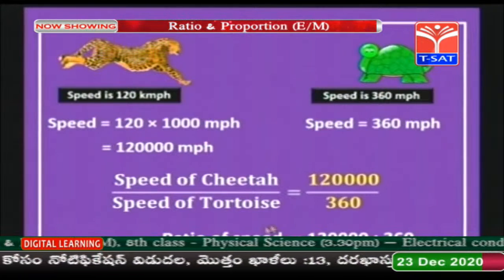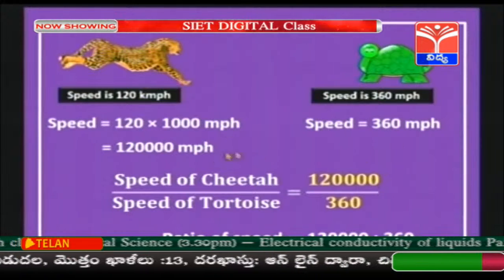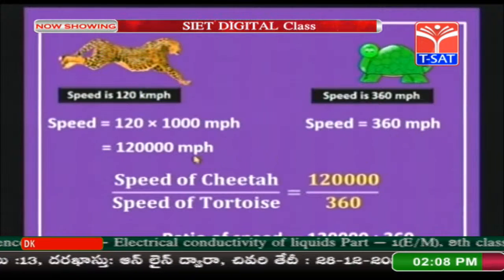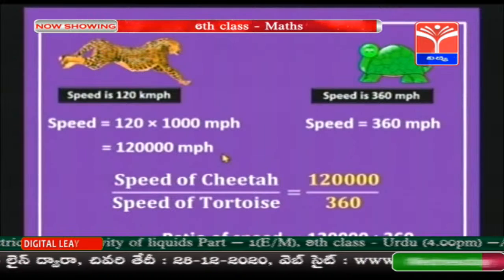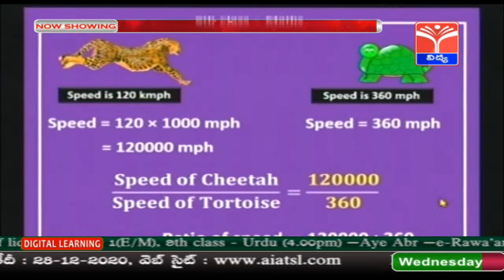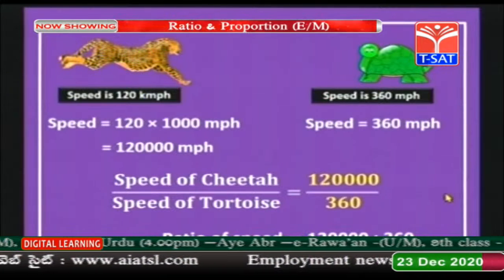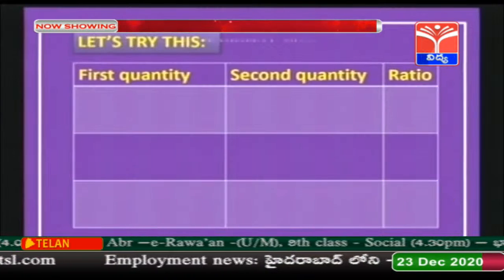So we have compared here because both now have the same units. Here meters per hour, here also meters per hour. Then only we can compare the quantities, otherwise we cannot compare them. Got it, children? Now let us try this, children.